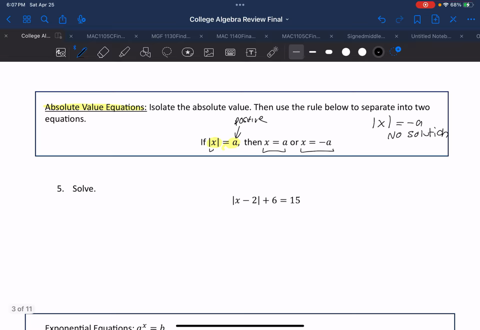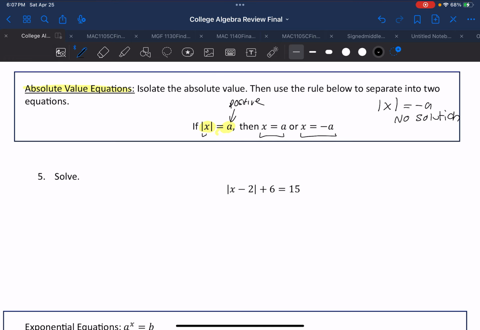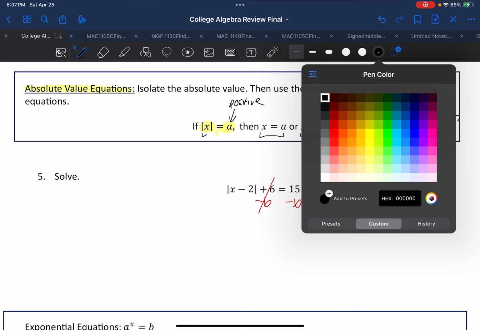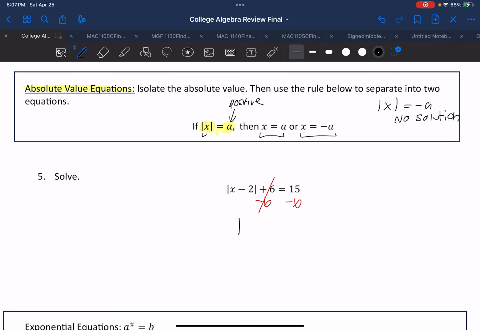So for this number 5 here, I'm going to subtract 6 from both sides to get the absolute value by itself first. And that'll leave me with the absolute value of x minus 2 is equal to 9. And then I will use that property. So the absolute value of x minus 2 is equal to positive 9.